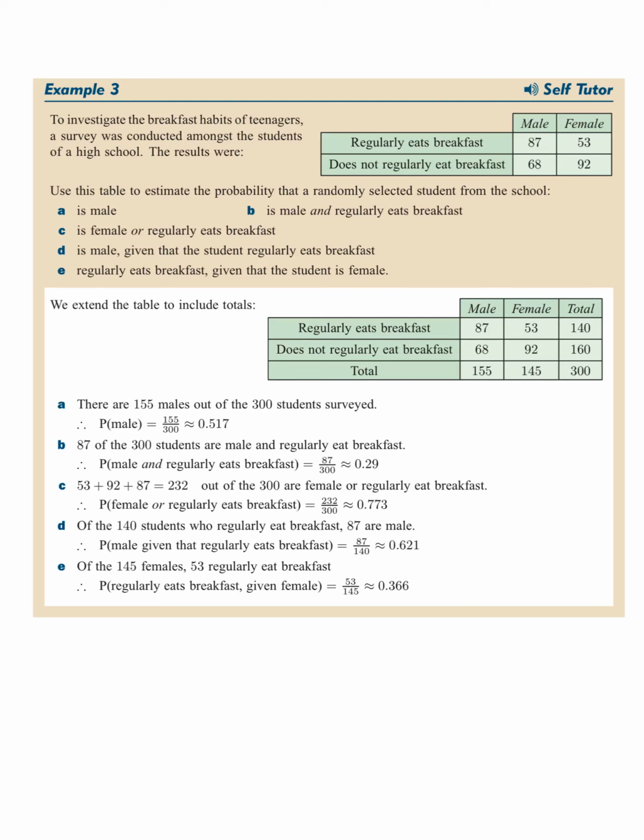Let's look at example 3. It's on page 511. To investigate the breakfast habits of teenagers, a survey was conducted amongst the students at a high school. The results were, so here we've got the two-way table.